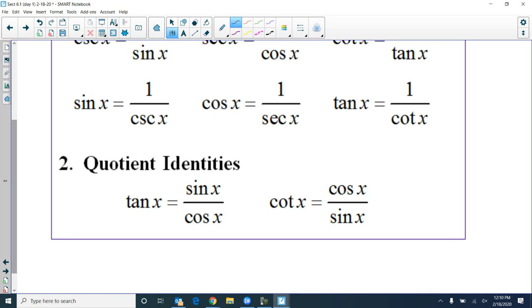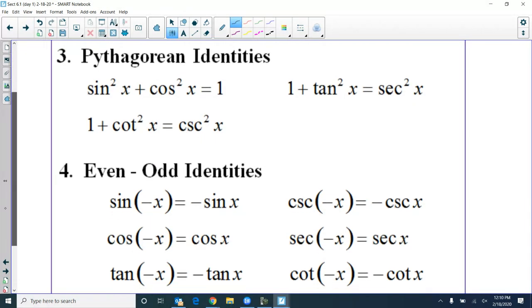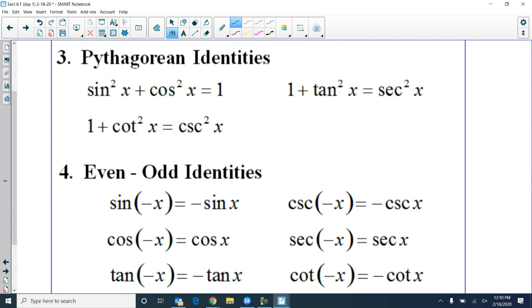Now, you got your Pythagorean identities, then you got your even odd. There's only two functions that are even. You know those at this point. Hopefully you know from the test. Cosine and secant. Those are the only two that are even. All the others are odd.